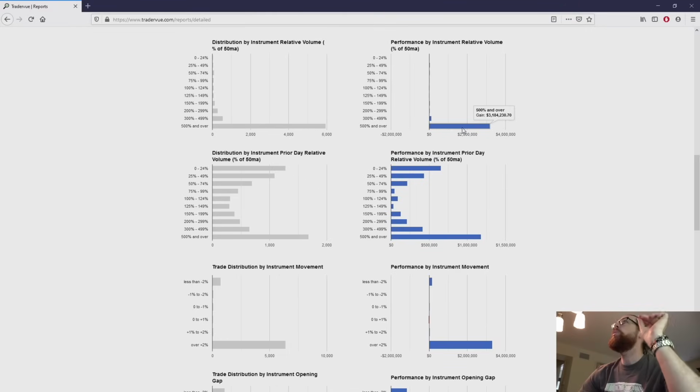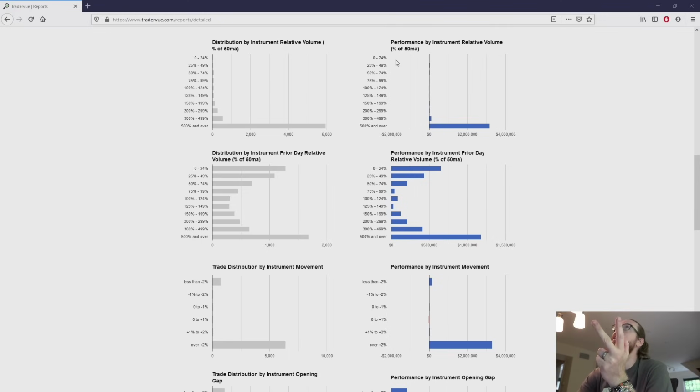So that's $3.1 million trading stocks that have at least a relative volume of 5. 500% would be 5 times higher than what's normal. 3.1 million, and this is in like 4 years of trading. So everything else is on stocks that have much, much less relative volume. So where do I make my money?